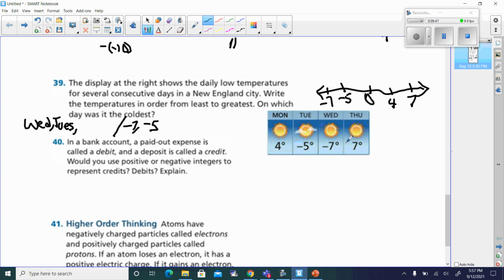Next one is going to be 4 on the number line, so 4, and that one's going to be Monday. And the last one, of course, is 7, and that's going to be Thursday.